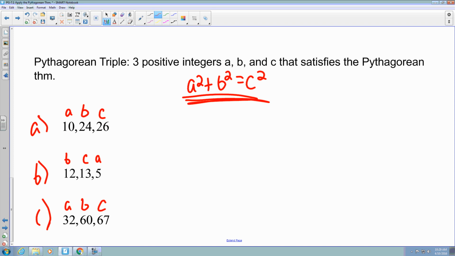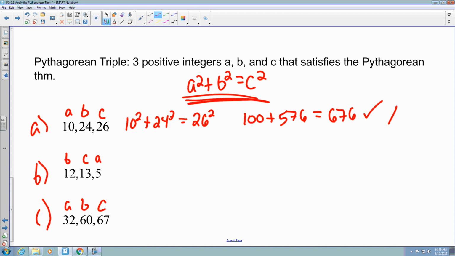So I go over here and write in 10 squared plus 24 squared to see if it equals 26 squared. And I get to square each one of these values. 10 squared is 100, plus 24 squared, which is 576, and 26 squared is 676. So the question you have to ask yourself is, is 100 plus 576 equal to 676? Yes, it is. It checks out. So yes, these sets of numbers do in fact make a Pythagorean triple.